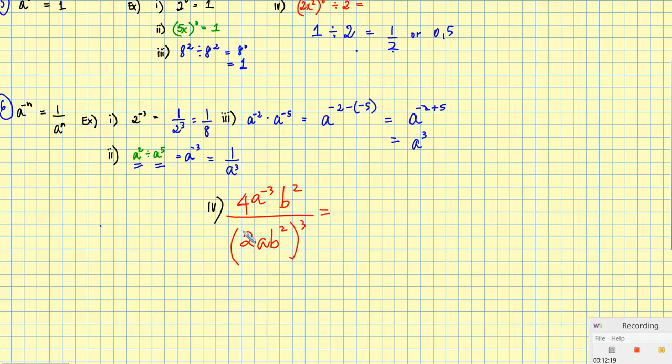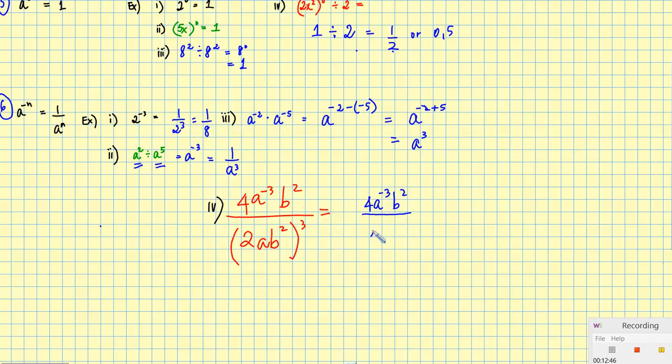So the next one that we're looking at is 4a to the negative 3b squared all over 2ab all squared cubed. So we're going to take this step by step. The top is 4a to the negative 3b squared. I'm just going to leave it exactly the way it is for now. And in the denominator, I'm going to cube everything inside that parentheses.